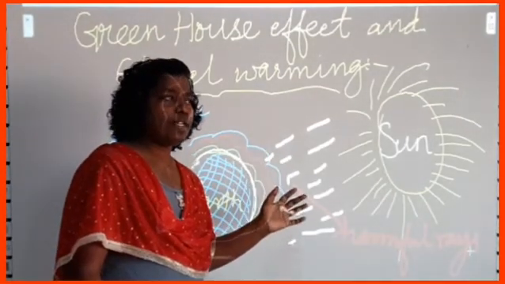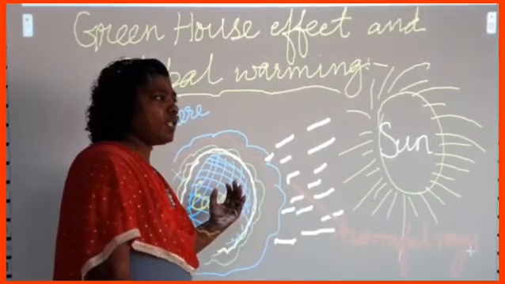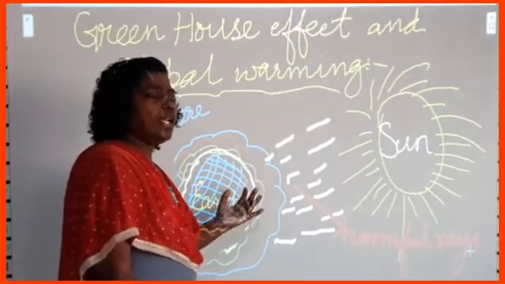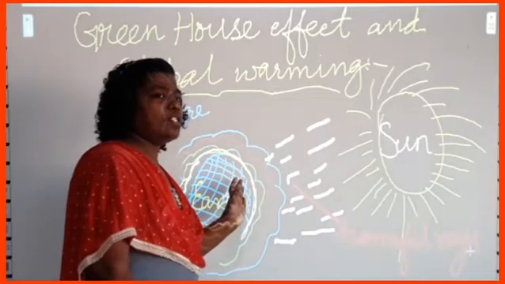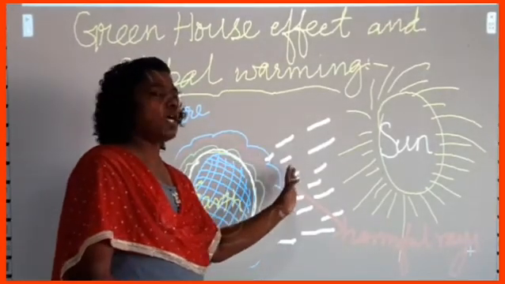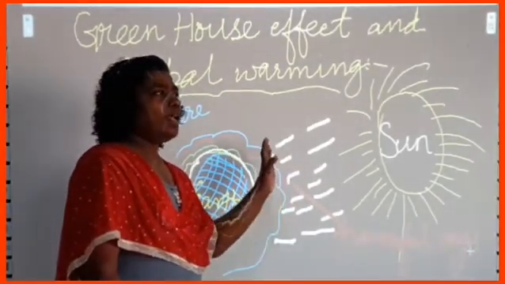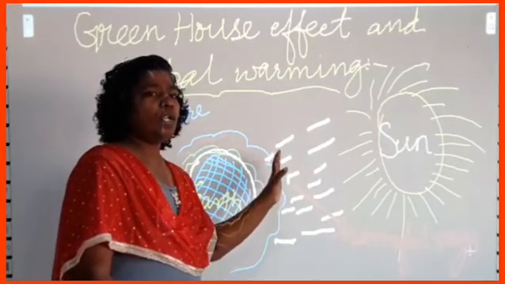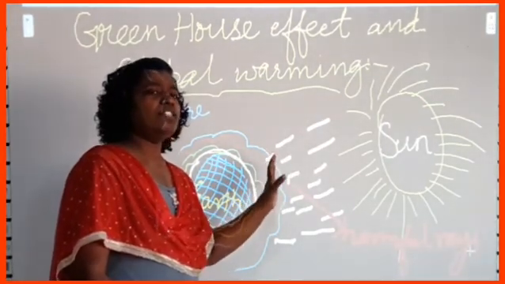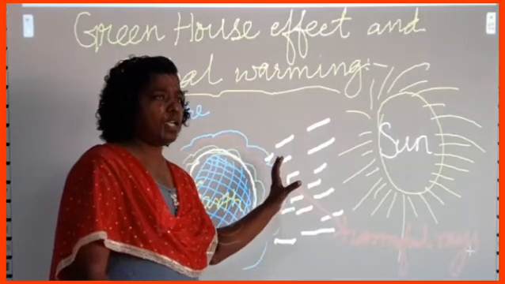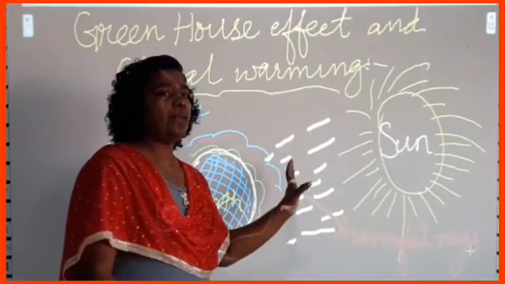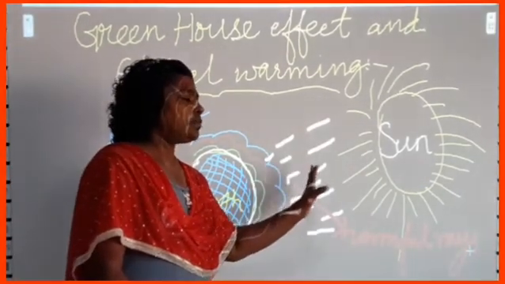What is the effect of this greenhouse? The sun rays fall on the earth, and the earth will be heated up. Now the heat will be radiated back to the atmosphere. The gases found in the atmosphere trap the heat in the atmosphere, and some amount of heat will be released to the space.